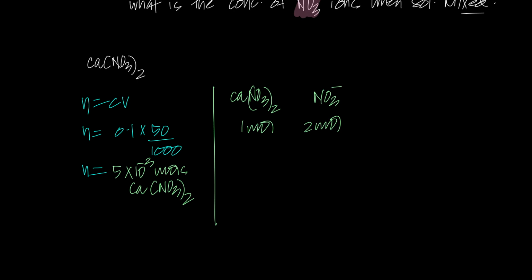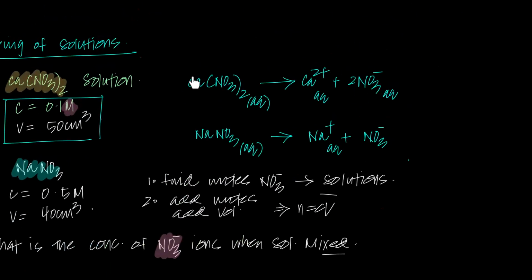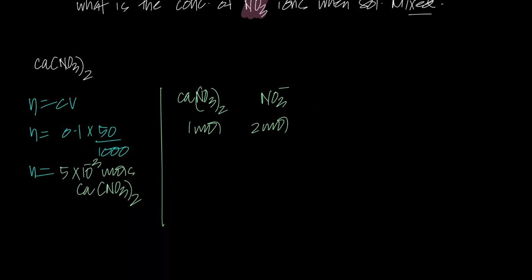Sir, how do I know this? See, it's even evident from this. 1 mole of calcium nitrate has 2 nitrate ions, and you could even look at the equation. 1 mole of calcium nitrate has 2 moles of nitrate ions. So, if you have 5 × 10^-3 moles of calcium nitrate, how many nitrate ions do you have? Cross multiply. It's twice the number, right? So, it's 0.01. These are the moles of nitrate ions in the first solution.